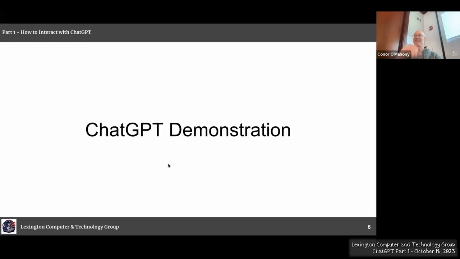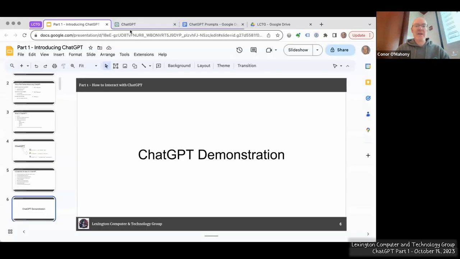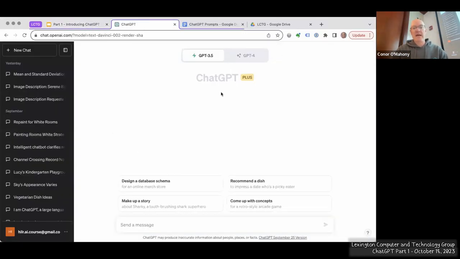I did that with having it write a poem in the style of Robert Frost. Okay, speaking of which, let's jump over and do some examples here. So I'm going to start off really simple. It's going to be a bit of a mishmash of examples, but they're designed to capture some of the more impressive aspects of what ChatGPT can do.